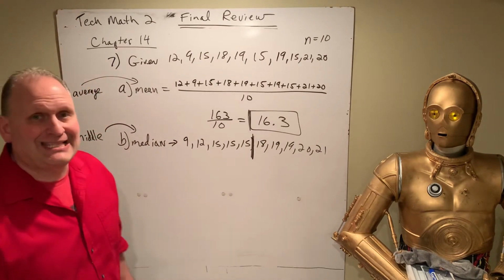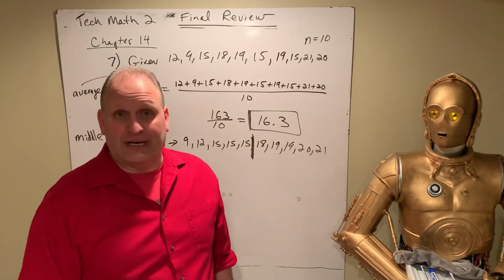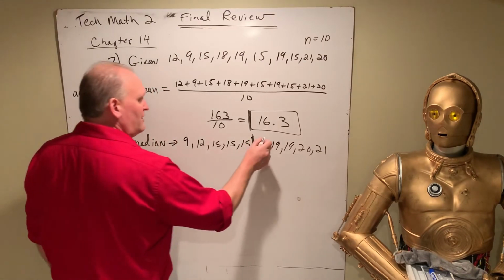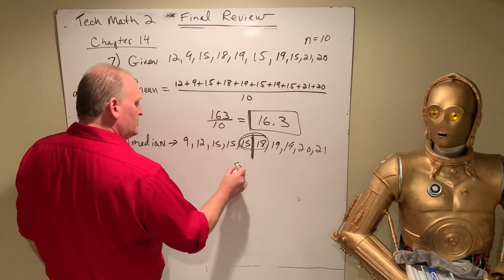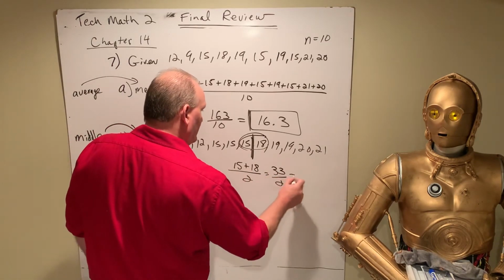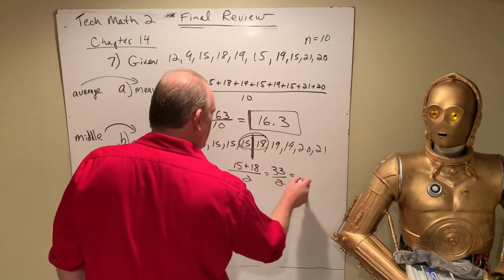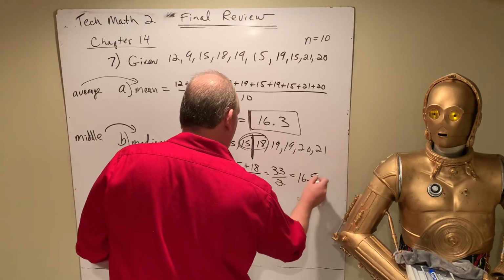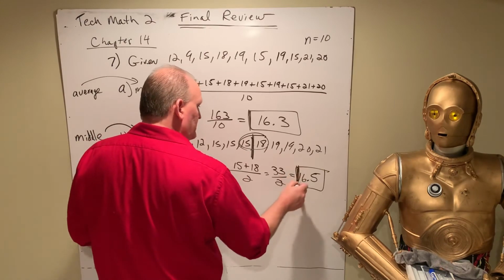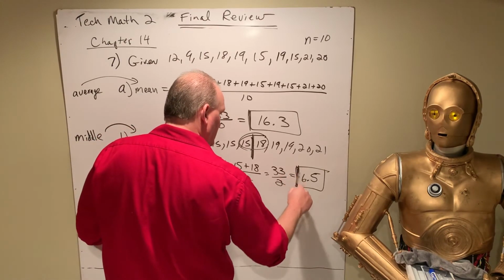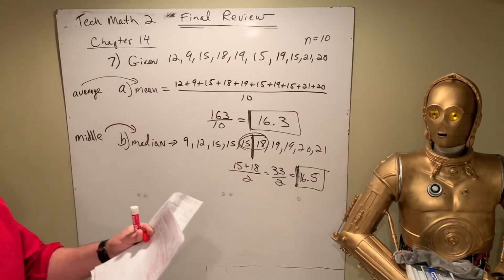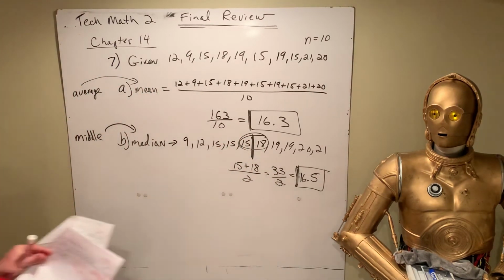If we had an odd set of data, we would be done already. It would just be the one exactly in the middle. But if there's an even set of data, then you have to average the two middle numbers together. So we'll add those up and divide by 2, and that's 16.5. So they're pretty close. The mean and the median are almost the same. 16.5 and 16.3.